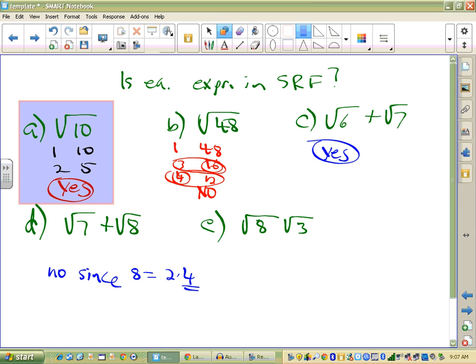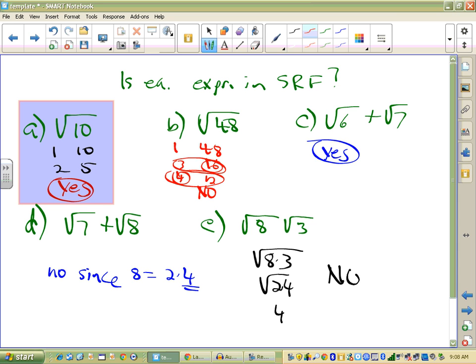Okay? Part E is going to lead into a different module. There's actually a property that we'll talk about in another module. This ends up being the square root of 8 times 3, or the square root of 24, and of course 4 is a factor, so this one is a no also.